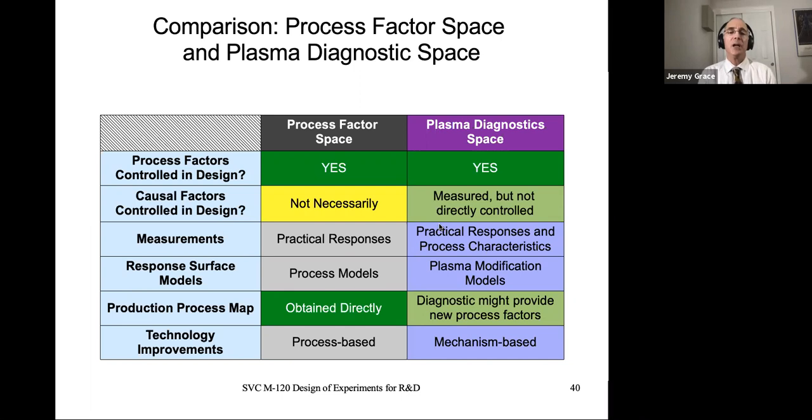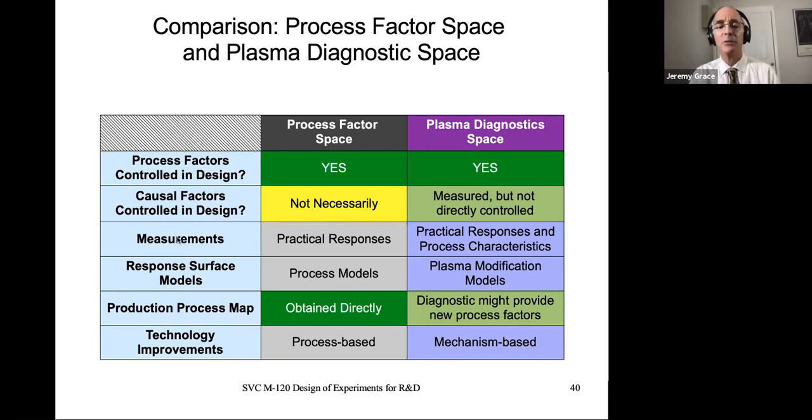And it's interesting to ask ourselves, what do we get out of doing an experiment in the process factor space versus doing it in the diagnostic space? Well, we're controlling the process factors in the design. So yes, process factor space does control the process factors in design. And yes, that's what we did in the plasma diagnostic space, because we piggybacked the diagnostics with this process space experiment. We can ask, are the causal factors controlled in the design? Well, in the process factor space, not necessarily. And in the diagnostic space, we hope we're measuring some causal factors, but we're not controlling them. We're letting them vary as we change the process settings.